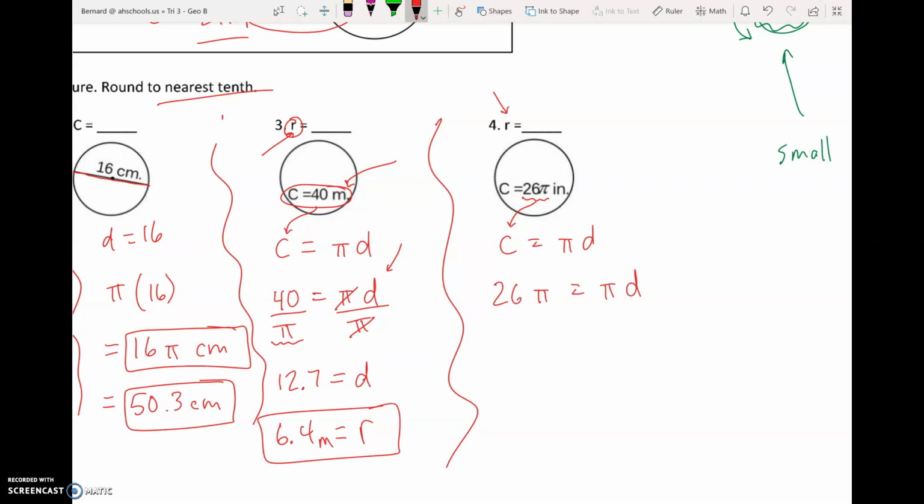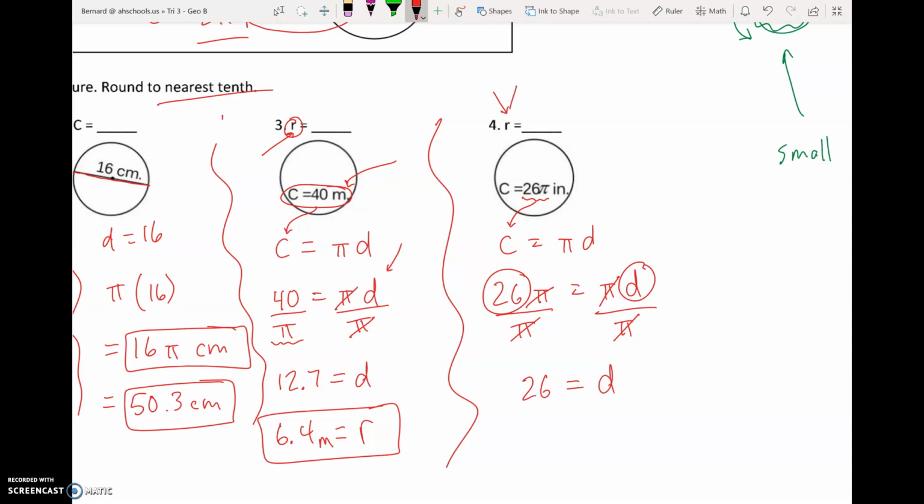And so if I want my radius, I should get diameter by itself. So I'm going to divide both sides by pi again. And here's why having the circumference in exact form is so awesome. When I divide the right side by pi, these pi's cancel out. But over on the left side, there's a pi in top and bottom as well. And so those pi's just cancel out. And it just leaves you a 26 on the left and our diameter on the right. And so when all the pi's cancel, we get 26 equals diameter.